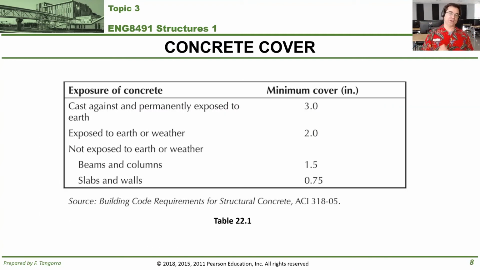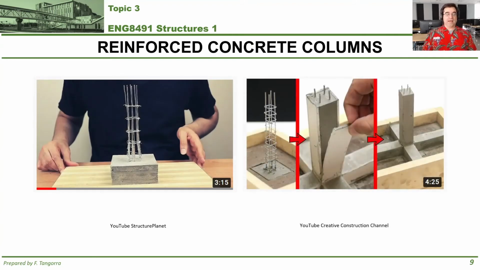In your textbook, in table 22.1, you can find the minimum requirements for concrete cover depending on the use of your structure. Okay, so go check it out. The other thing that I think is important is that sometimes the best way to figure out how reinforced concrete columns are built is to do it yourself or to watch somebody else do it. So I've linked for you 2 videos in the description below that do exactly that.